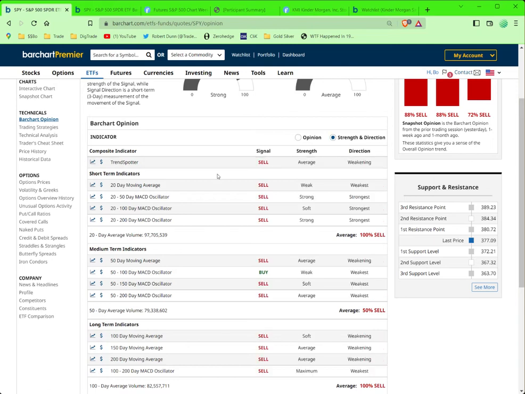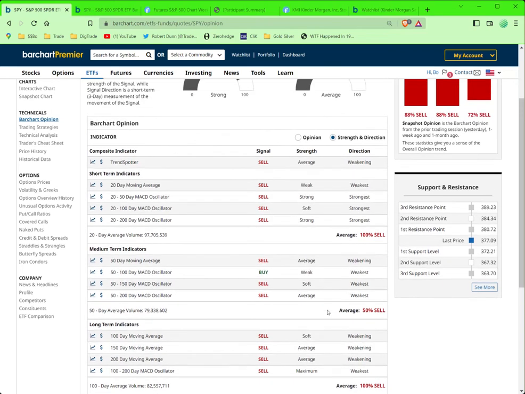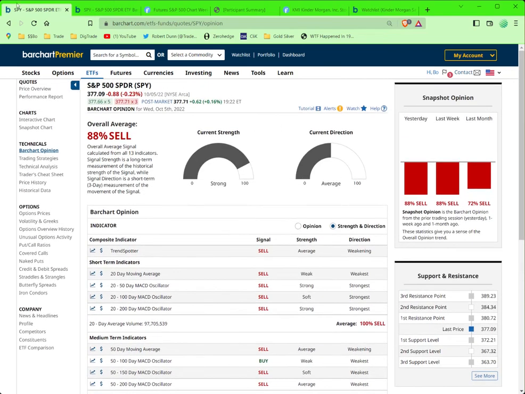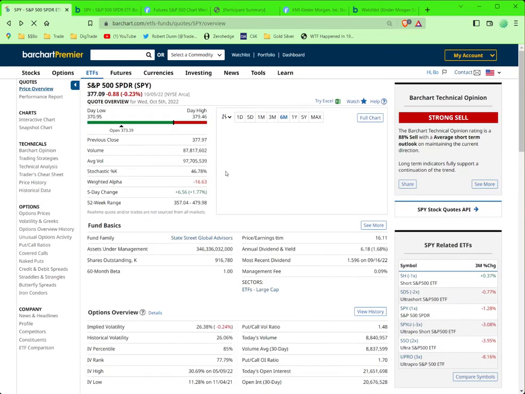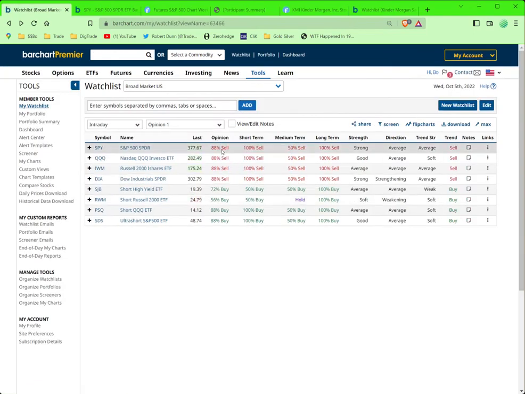It also uses the math to come up with whether these indicators are signaling average, weak, strong, and then it puts it in. It compiles this data and puts it in an opinion. 88% sell.